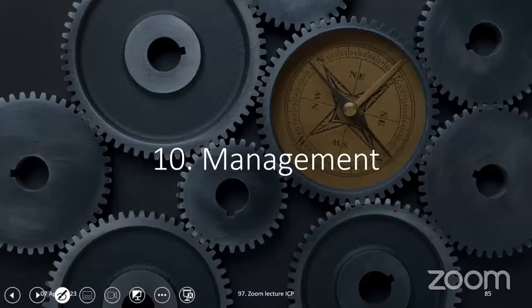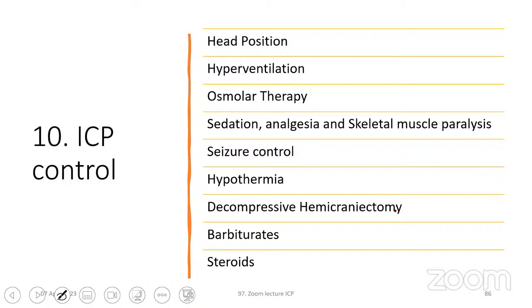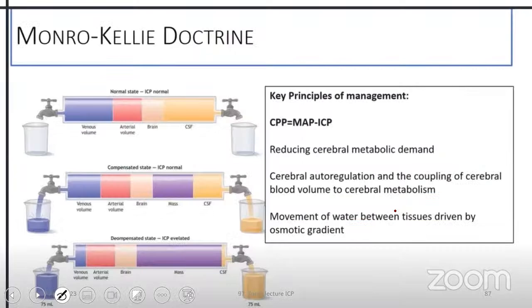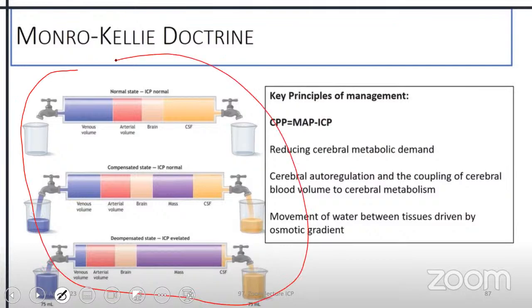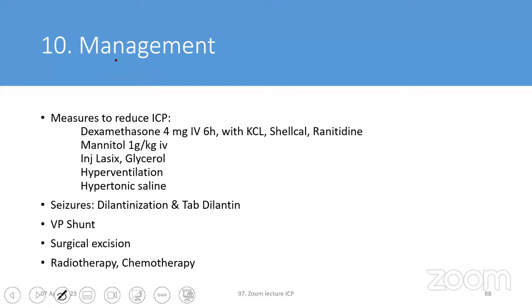So that brings us to the last segment of our talk, management of ICP. There are so many things: head position, hyperventilation, osmolar therapy, sedation, analgesia, skeletal muscle paralysis, seizure control, hypothermia, decompressive hemicraniectomy, barbiturates, and steroids. You can see the cerebral perfusion pressure formula. You have to reduce the cerebral metabolic demand, and consider cerebral autoregulation and coupling of the cerebral blood volume to cerebral metabolism. I have already explained the Monro-Kellie doctrine, so I'm not going to touch on it. So what are the measures to reduce ICP?